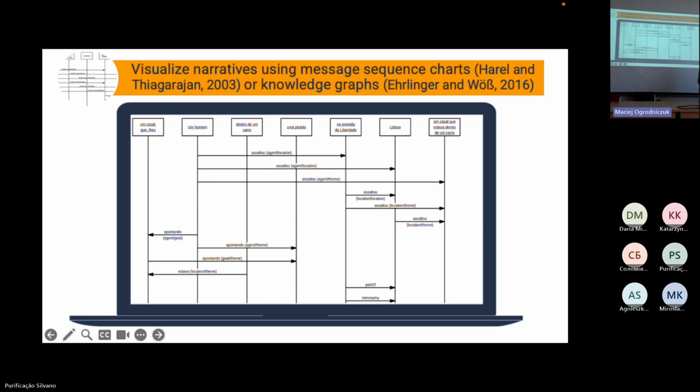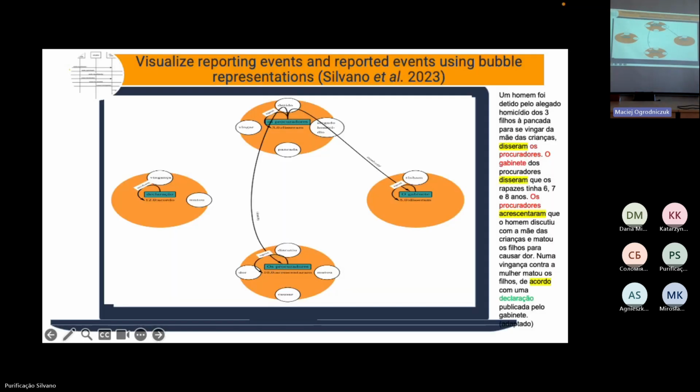More recently, we have also been working on what we call bubble representations that allow us to represent the embedded stories that I talked about before. Each bubble is an embedded story, and each embedded story has the different events that are part of that story and the participant of the story, the main participant.